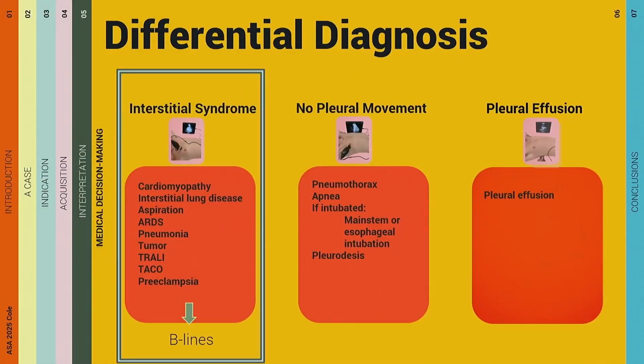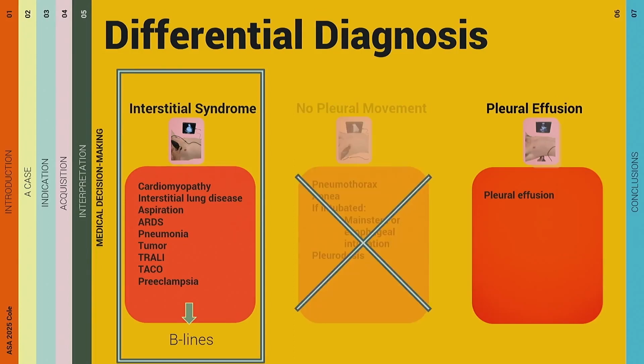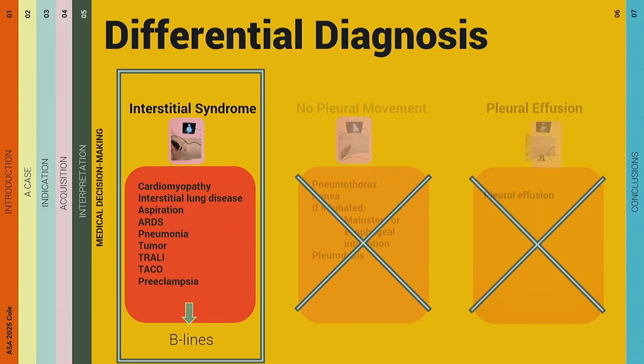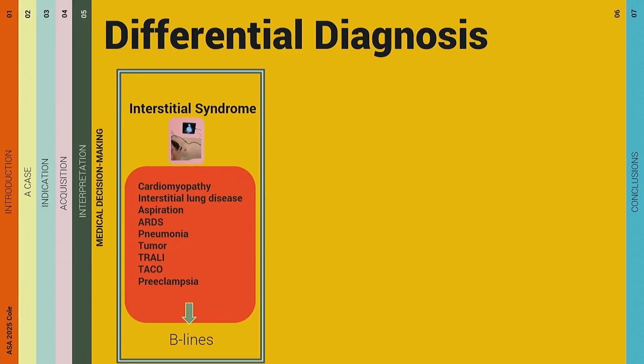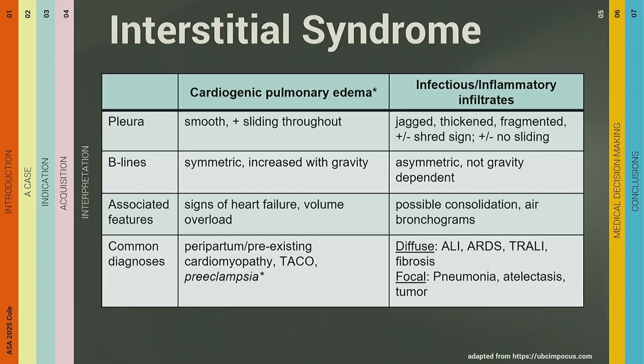We've got an interstitial syndrome. We saw lung sliding, so no pneumothorax, no apnea, and we did not see a pleural effusion. So we've got a diagnosis of interstitial syndrome. Can we narrow this down even further?